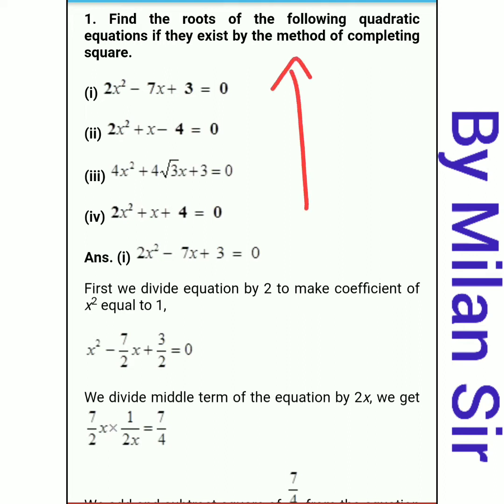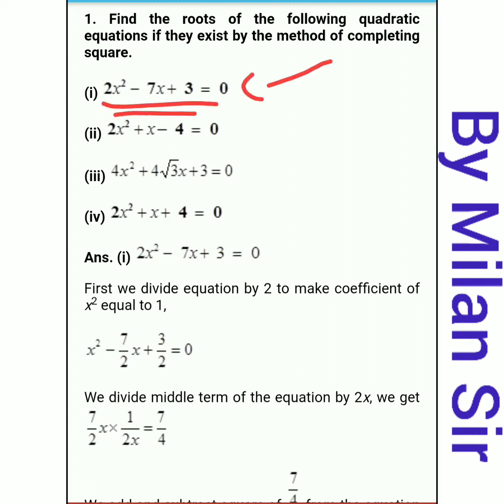First of all, read this question. Find the roots of the following quadratic equations, if they exist, by the method of completing the square. First of all, we need to check whether they exist or not. If they exist, then we need to find the roots of the quadratic equation by the completing the square method. So here we learn about the completing the square method. Let's start with question number 1.